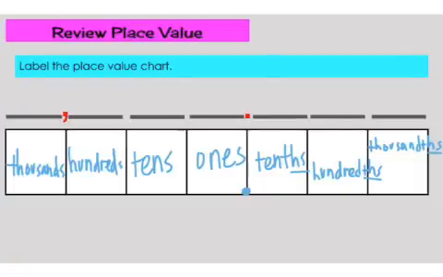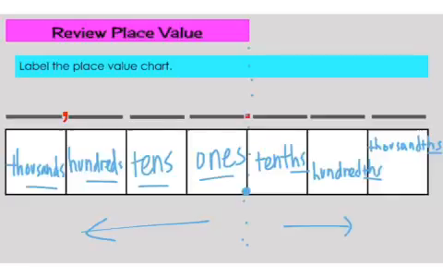All right, let's review place value. So this is your place value chart. Here's your decimal. Imagine this is the division between whole numbers and parts of a whole, or your decimals. You have ones, tens, hundreds, and thousands for your whole numbers, and then this would be tenths, hundredths, and thousandths. If it ends in that THS, it's a decimal.